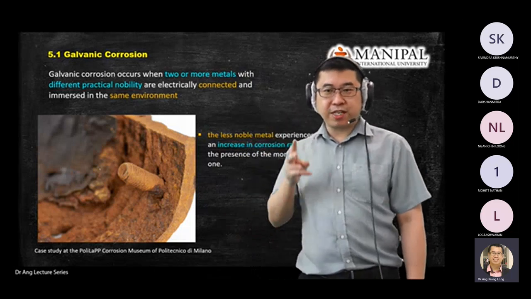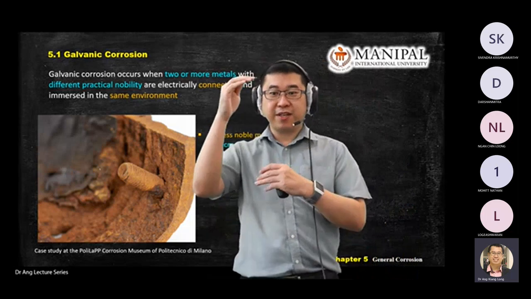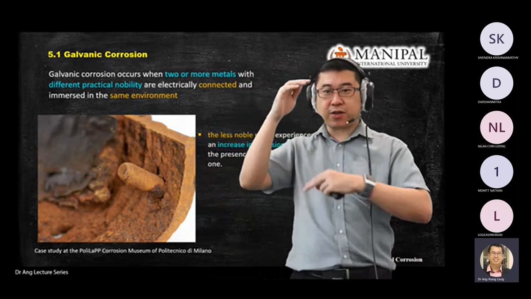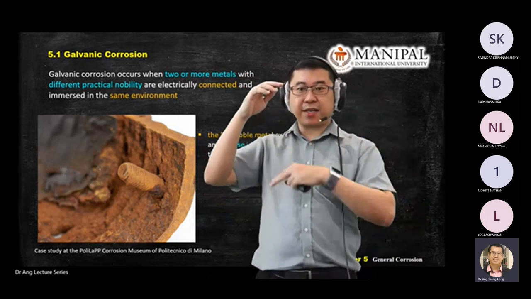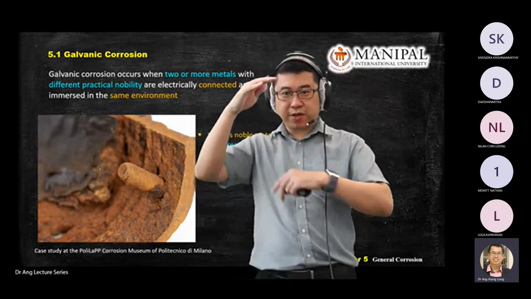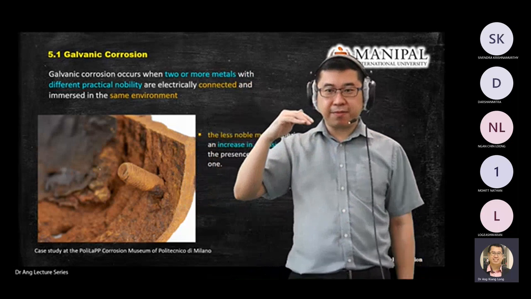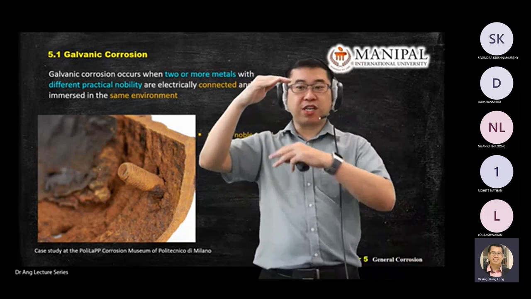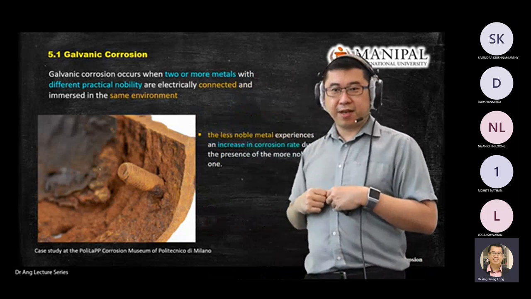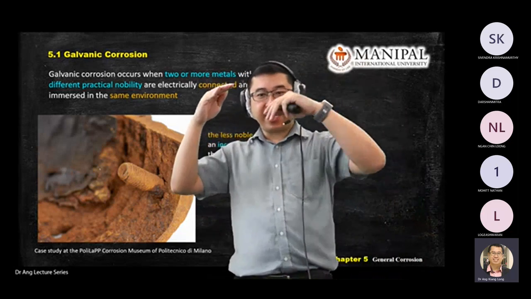How do you stop corrosion? You cut the connection between the two bodies, the wire, or the electrically connected mechanism. You cut the highway or the road that allowed the transfer of electrons. You cut the medium. So there's no transfer of electrons, then galvanic corrosion will stop. Okay? Or you put in another metal.